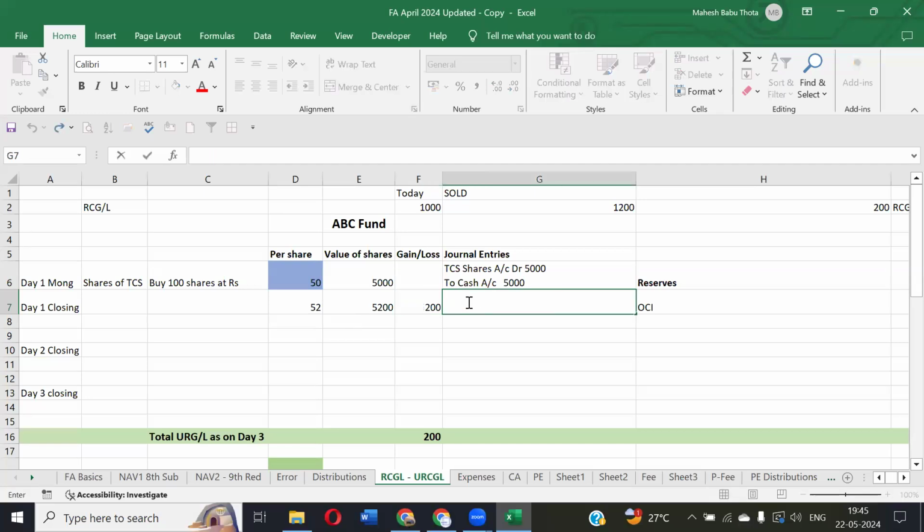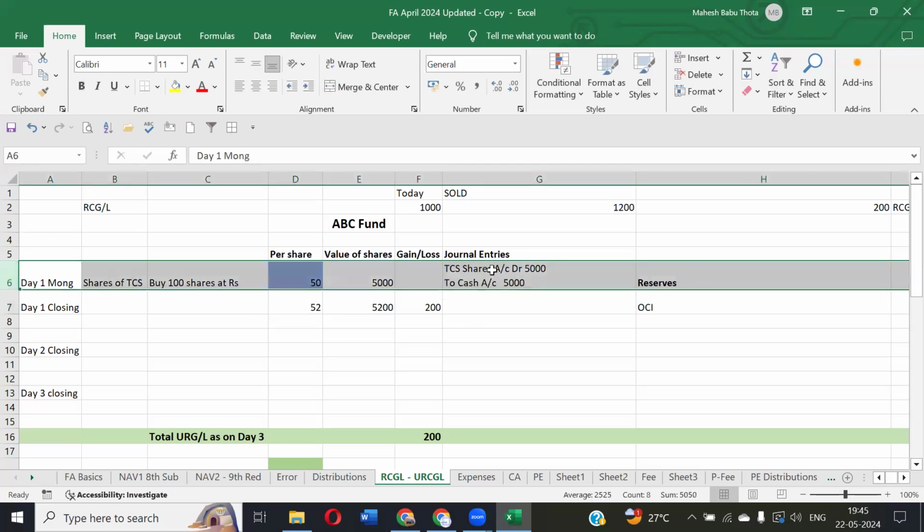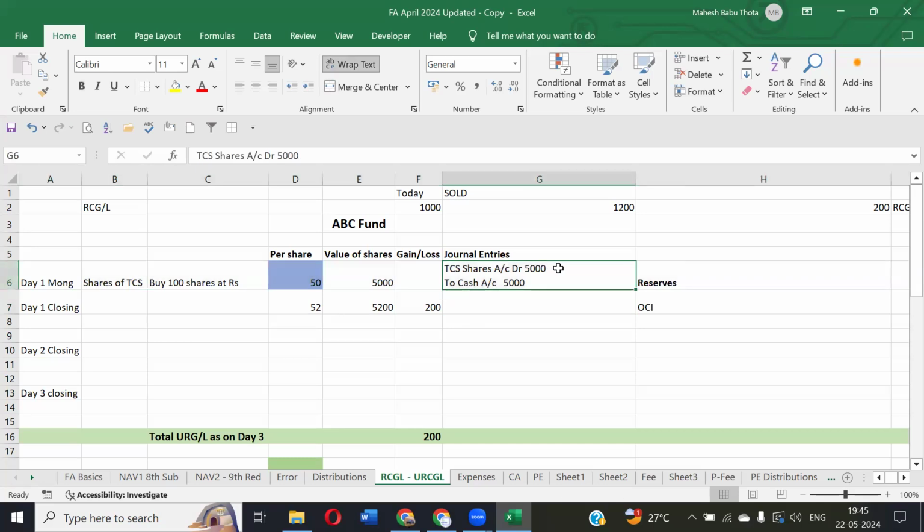So now tell me which account we have to debit here. What is the name of the asset that is increasing? Cash? Reserves? No, sir. Here we purchased one asset. What is that asset? TCS shares. This is a share. This is our asset, right?